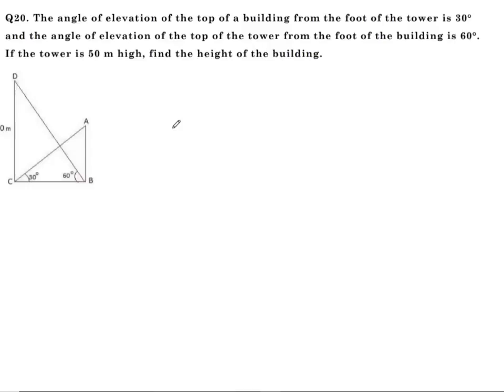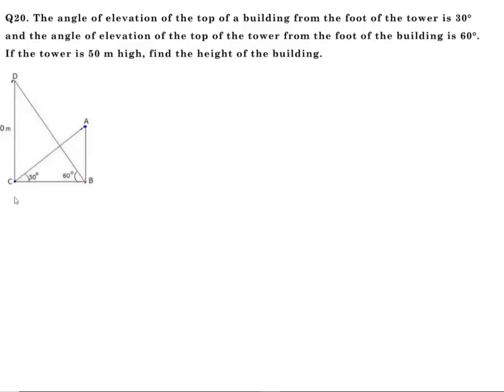Now the angle of elevation of the top of the building from the foot of the tower is 30 degree. So a figure will be given in the exam. See, this is the top of the building AB. There are two buildings, AB and DC. From the point C, that is the foot of the building DC, the angle of elevation is 30 degree. In the same way, from the foot of the building AB, the angle of elevation of the other building is 60 degree.